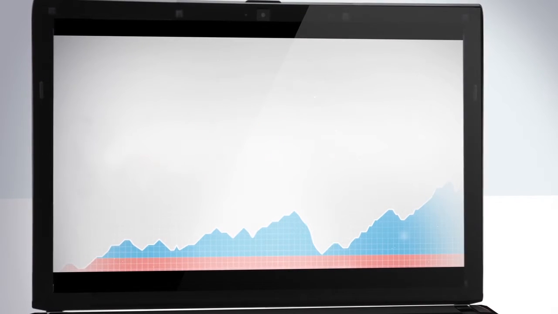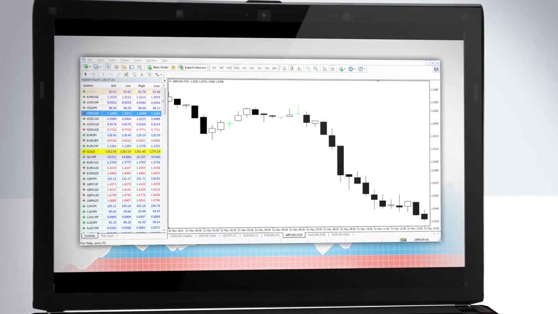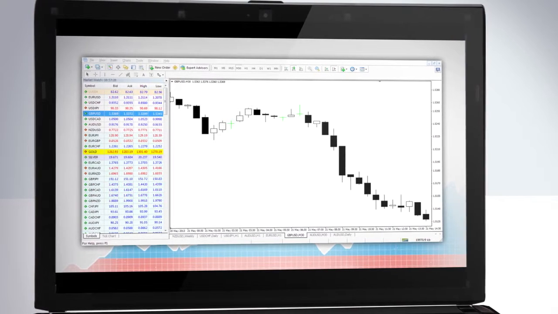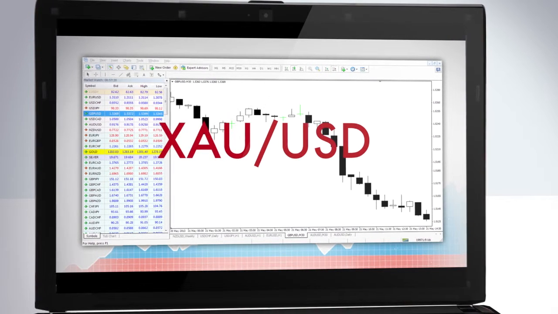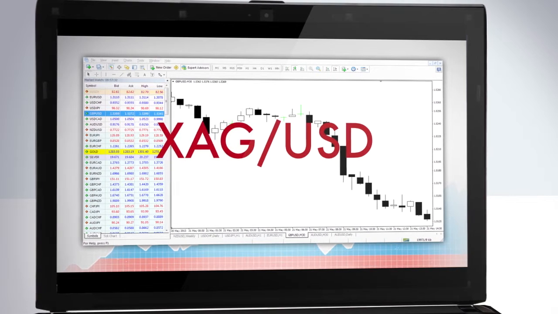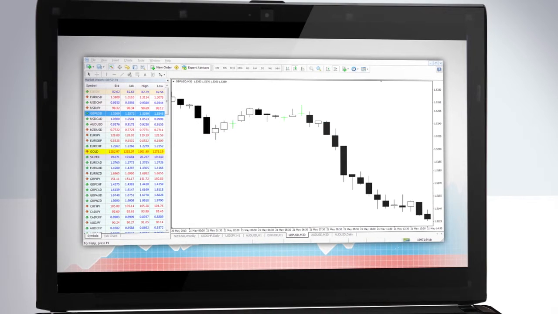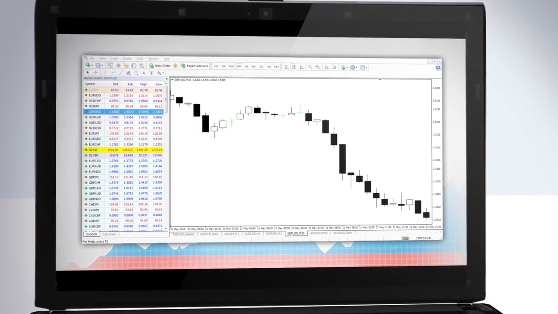On the MetaTrader trading platform, metals are shown the same way as currency pairs, XAU US dollar and XAG US dollar. The quoted price shown in the navigator menu stands for the price of 1 ounce of the metal in US dollars.